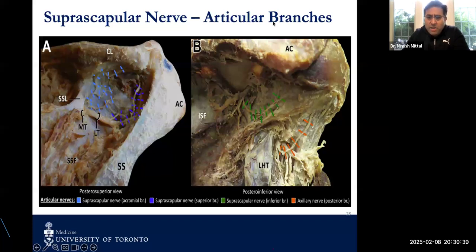Now, the right side of the image is focused mostly around the infraspinatus below the spinoglenoid notch. This is the spinoglenoid notch around here. From the spinoglenoid notch, there's an articular branch which comes out laterally, and it supplies the posterior part of the shoulder joint, which is, again, the infralateral branch of the articular branch of the suprascapular nerve.